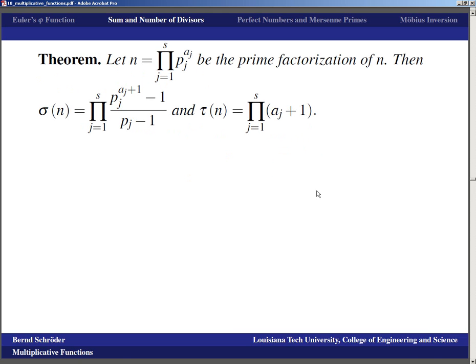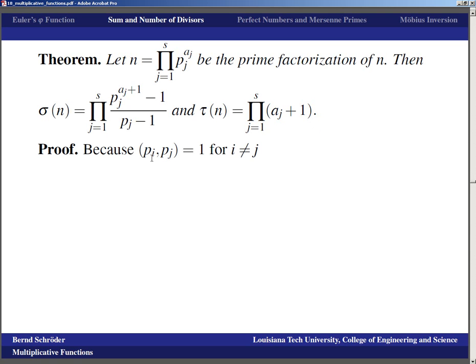That means that we can actually write down what these functions are with a product formula. Namely, if we take the prime factorization of our number n to be the product of p_j to the a_j, then sigma of n will be the product from j equals 1 to s of p_j to the a_j plus 1 minus 1 over p_j minus 1, and tau of n will be the product from j equals 1 to s of a_j plus 1, because p_j to the a_j has a_j plus 1 divisors.